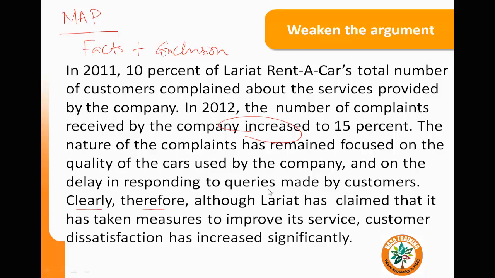The thing to remember in any critical reasoning question is don't be in a hurry to get to the options. First, make sure you've identified what you want to prove. Here we want to weaken the author's conclusion that customer dissatisfaction has increased significantly. So what would be the opposite of this? Customer dissatisfaction has not increased. That is what we want to prove. There has been no increase in customer dissatisfaction. Note that this does not mean that there has been a decrease. It could have remained the same.